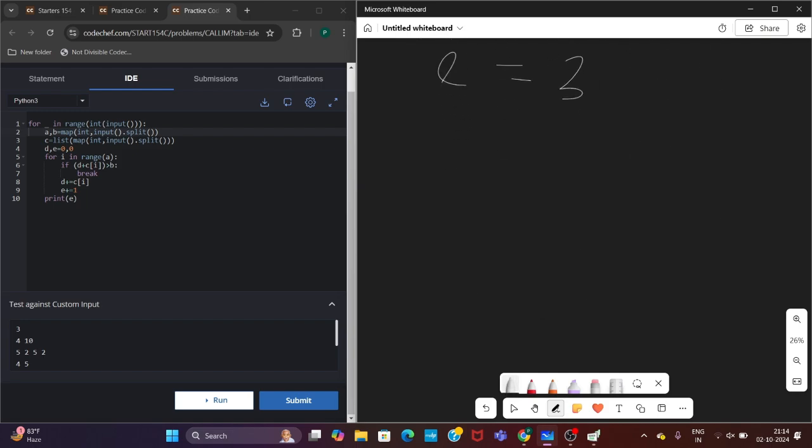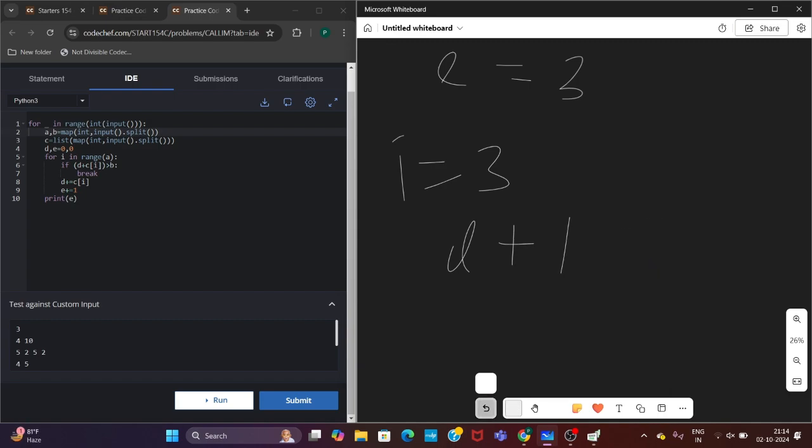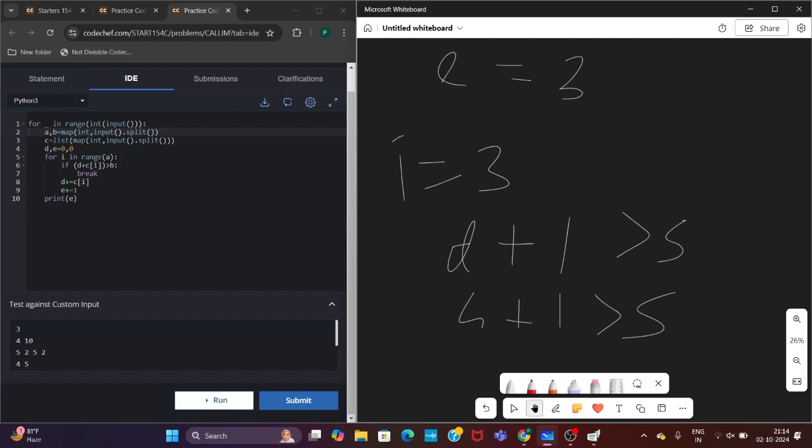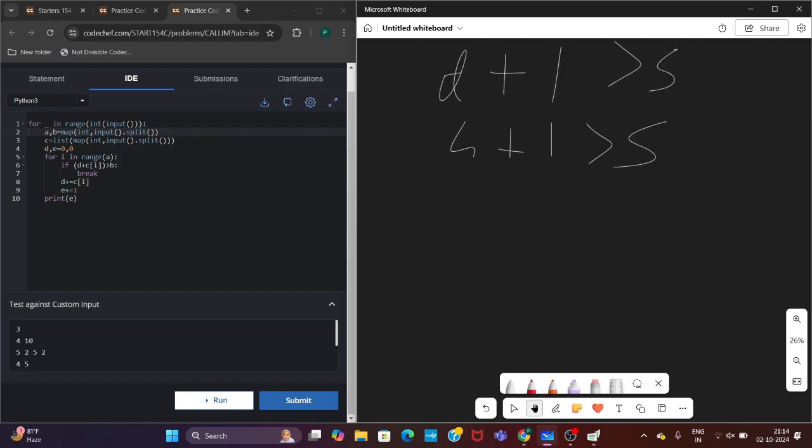Now our last iteration, the fourth iteration, I equals 3. We check whether D plus 1 is greater than 5. D here is 4, so 4 plus 1 greater than 5? It is absolutely not greater than 5. So our D will now be 4 plus 1, which is 5, and E will be 4. That means we have completed all 4 sweets.